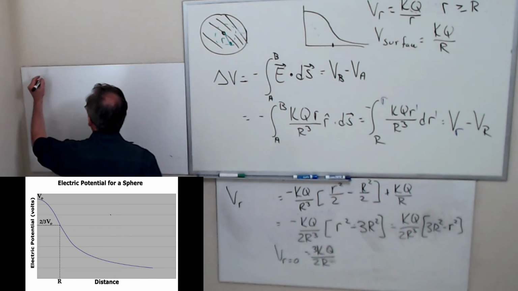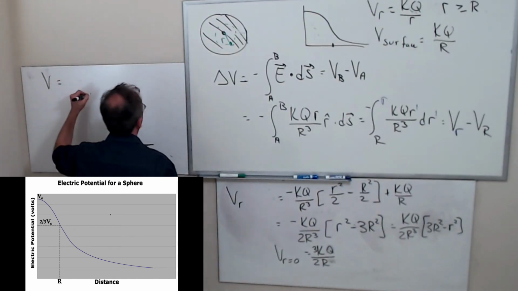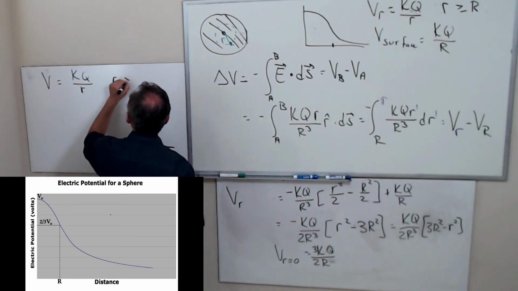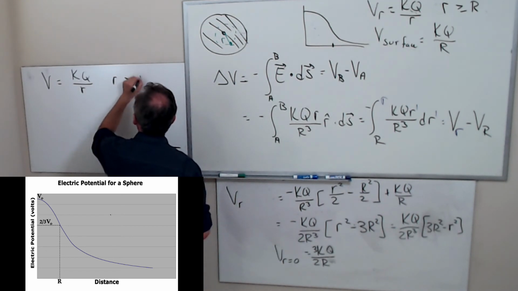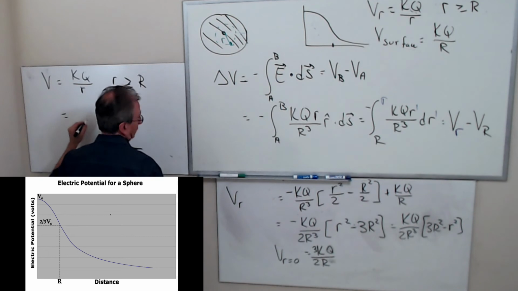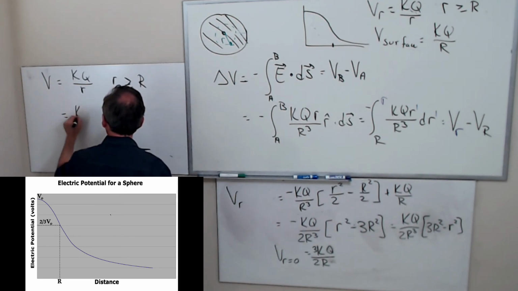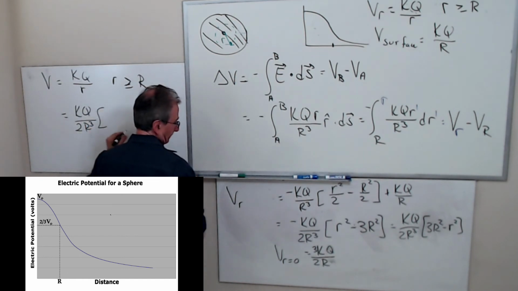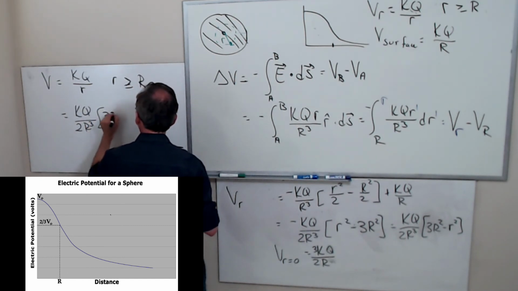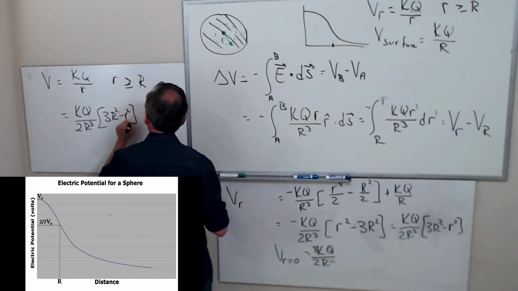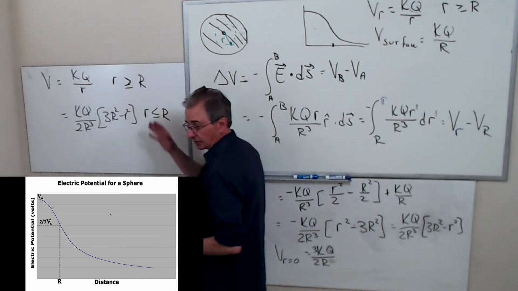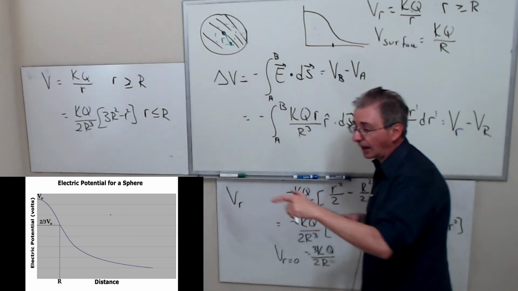So we'll write V equals KQ over R, where R is greater than or equal to R, and it's equal to KQ over 2R cubed. So that would be my answer. And there's your graph.